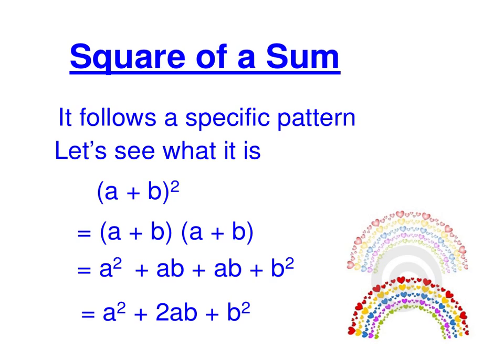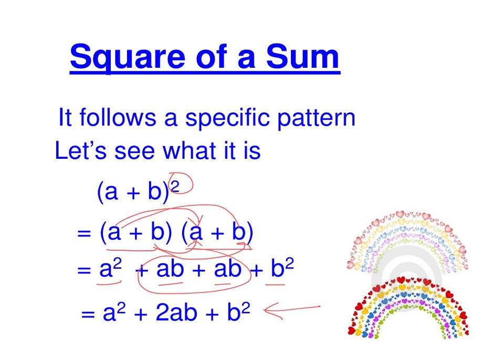Alright, so the first thing we're going to talk about is the square of a sum. It follows a specific pattern. If you see here, I have (a plus b) squared. That square means I take that quantity inside the parentheses and write it twice. Then I use my distributive property: a times a is a squared, a times b is ab. Then b times a is ab, and b times b is b squared. And then I combine my like terms.